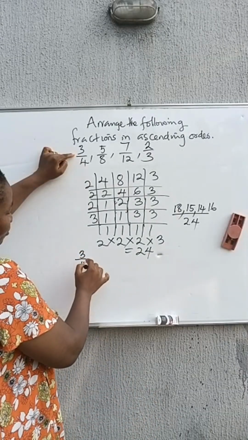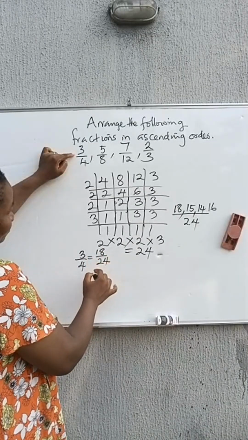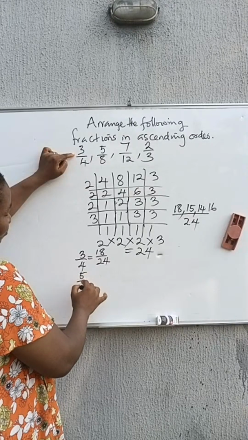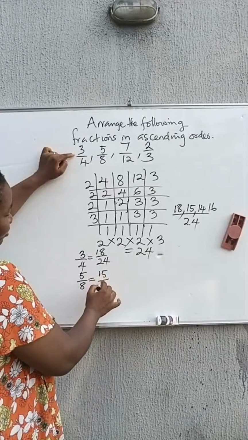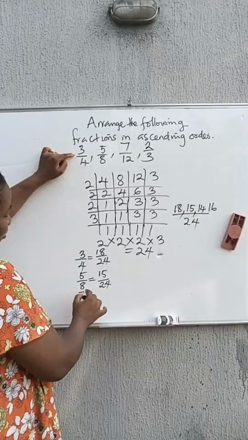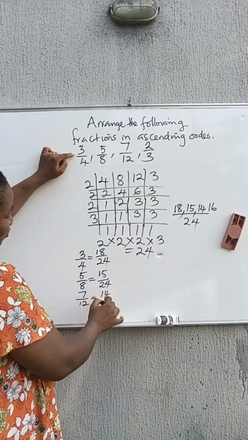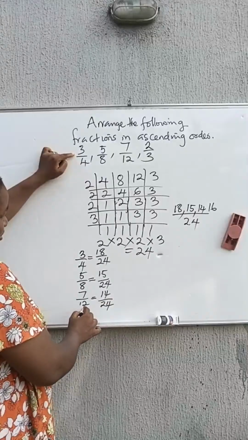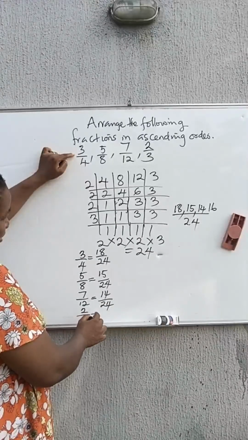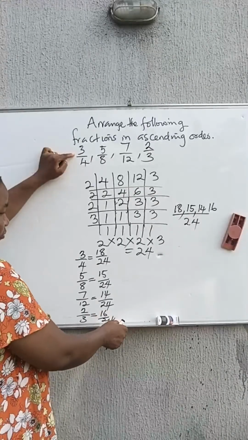So we have 3 over 4 as 18 over 24, 5 over 8 as 15 over 24, 7 over 12 as 14 over 24, and 2 over 3 as 16 over 24.